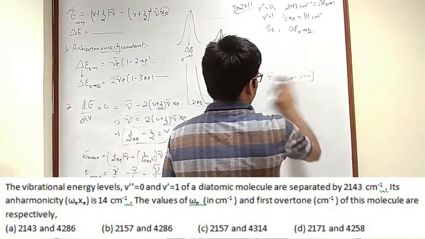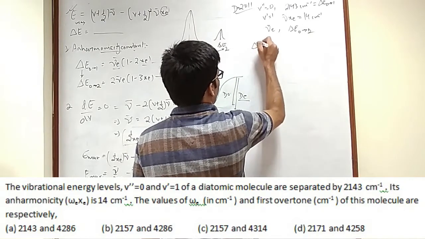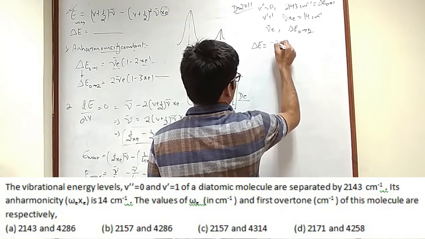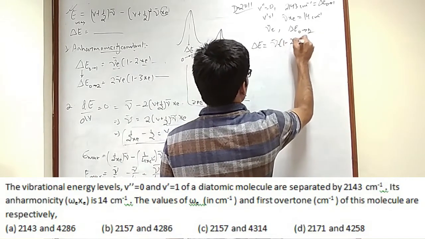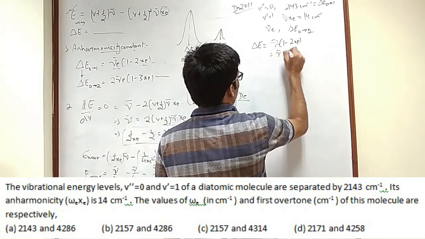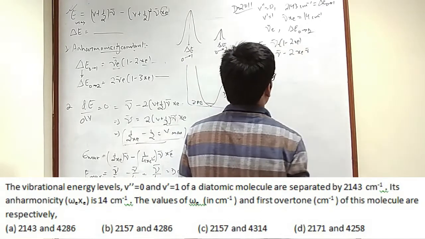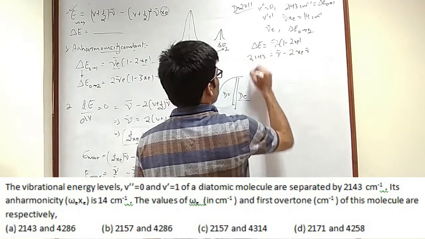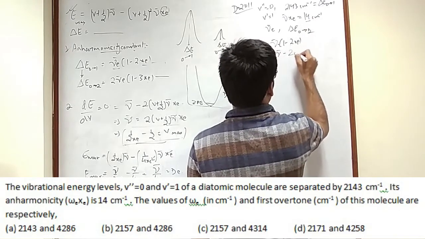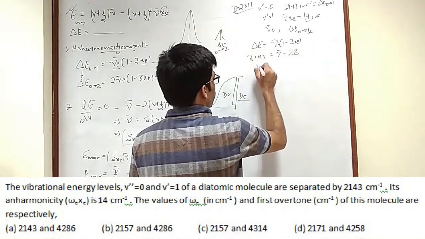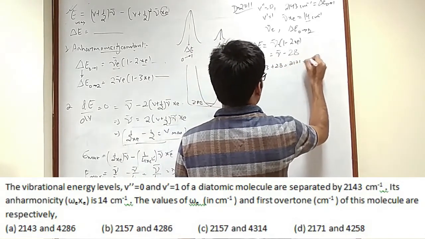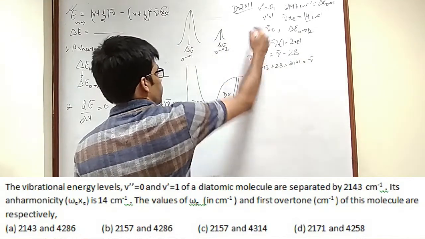Now, if you take a look at the formula, this is 0 to 1, that means fundamental, that means mu E minus 2 xe mu E, and I have 2143, and this xe mu E is given as 14, so this becomes 28. So 2143 plus 28 is 2171, that is equal to mu E. So we have got this value.